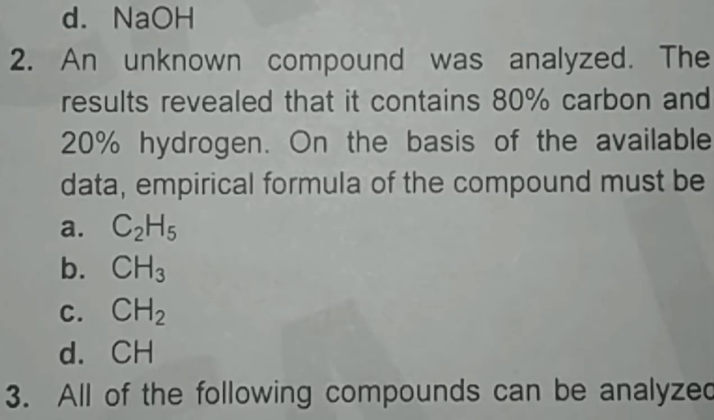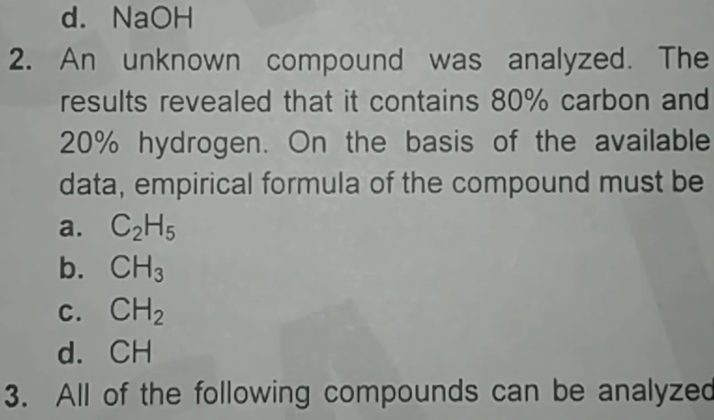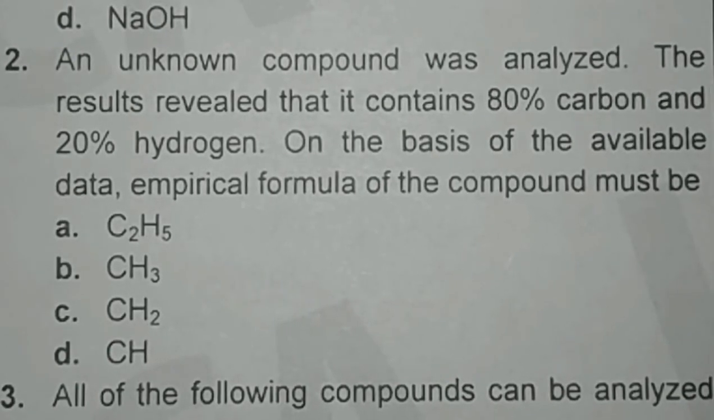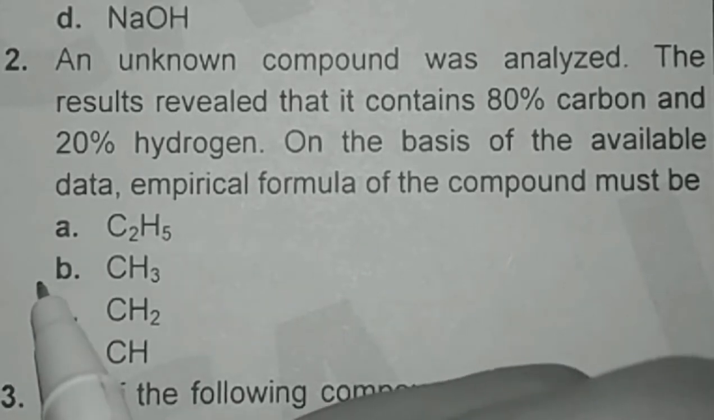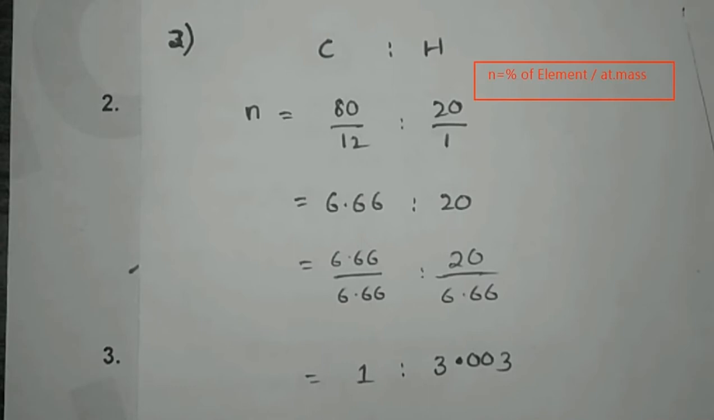An unknown compound was analyzed. The result revealed that it contained 80% carbon and 20% hydrogen. On the basis of available data, empirical formula of the compound must be. So the empirical formula is CH3. So here we know that carbon is 80% and hydrogen is 20%.